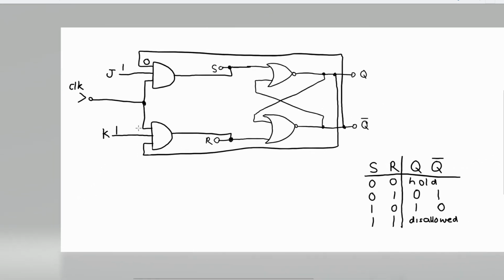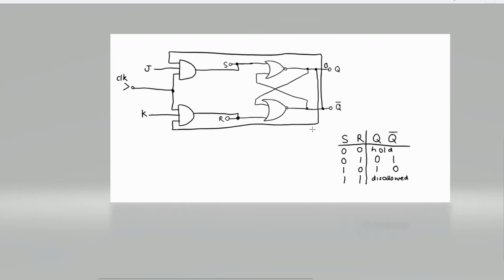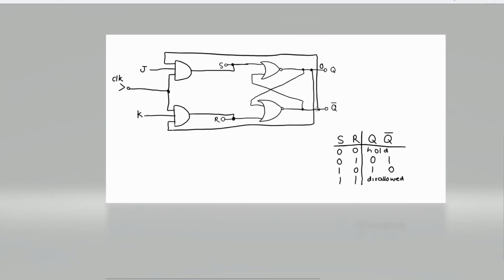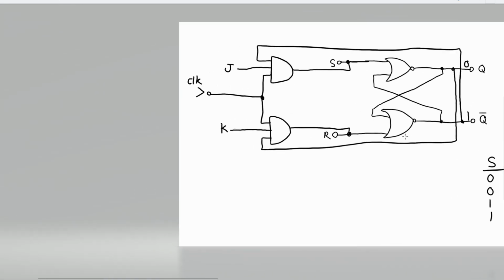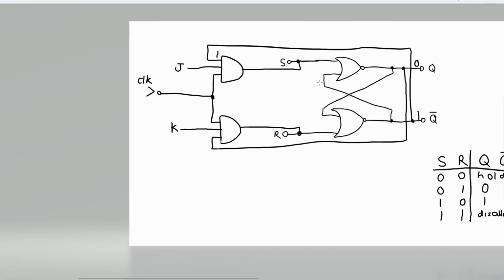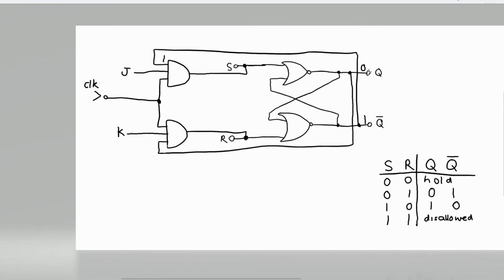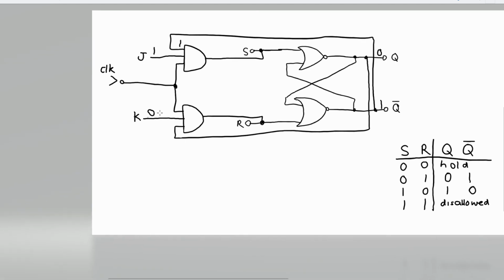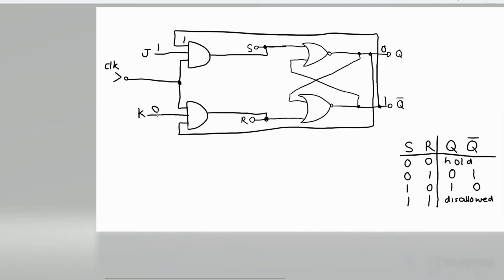let's say you have a 0 at Q, which means you'll have a 1 here. Therefore, you're going to have a 1 on this input. Let's say you want to change Q to 1. So you send your 1 into J, you'll send your 0 into K. Well, it doesn't actually matter what K is.